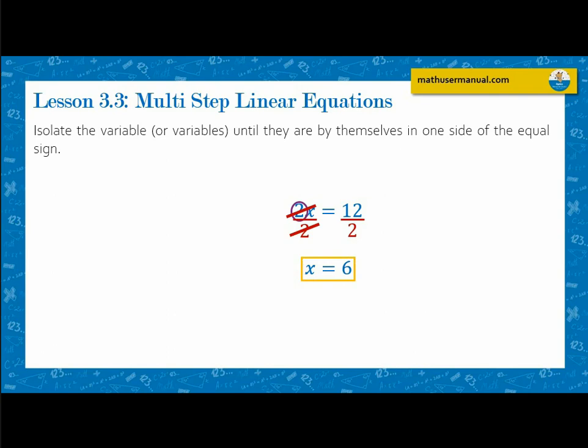X equals 6. As you can see, regardless of the process we use, whether we do the distributive property or divide by the 2 multiplying outside of the parentheses, we still get to the same solution. The important thing is we follow the order. First eliminate the parentheses, then take care of the addition and subtraction, and finally take care of the multiplication and division.